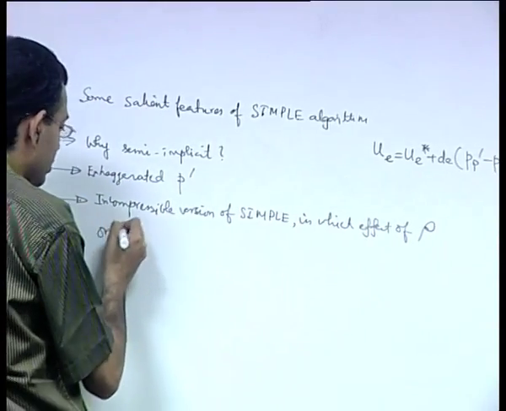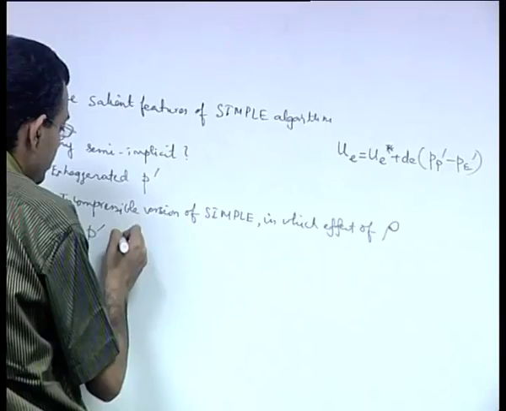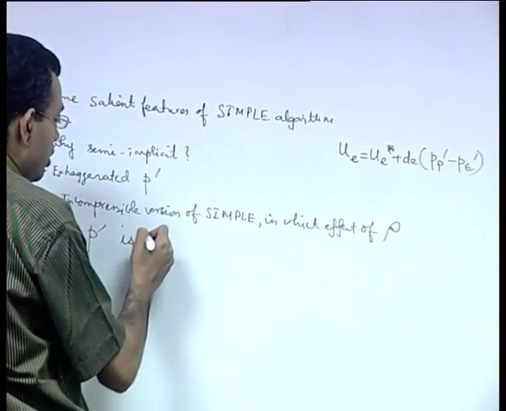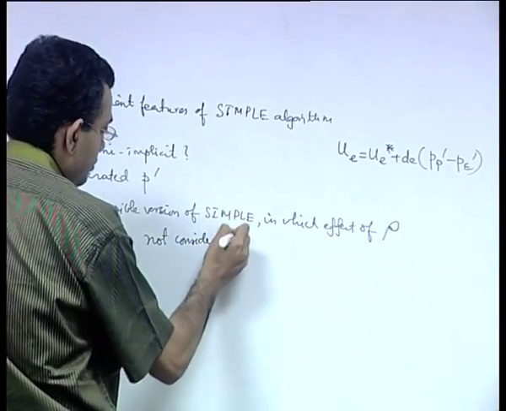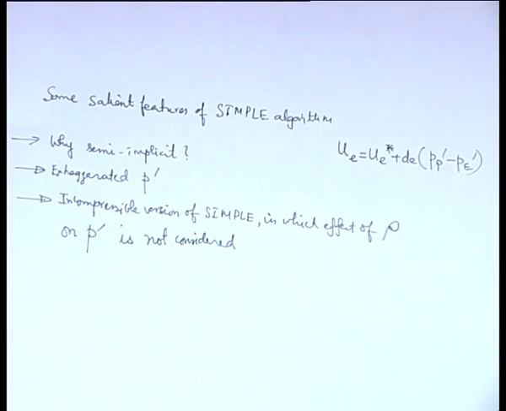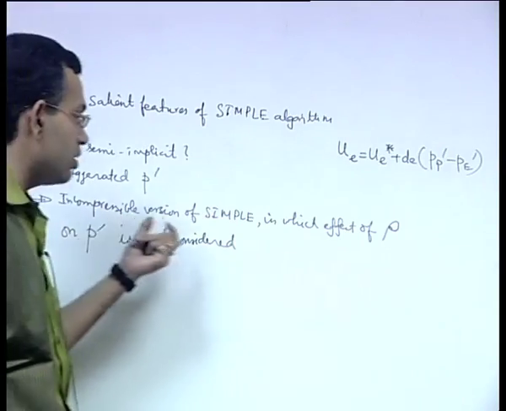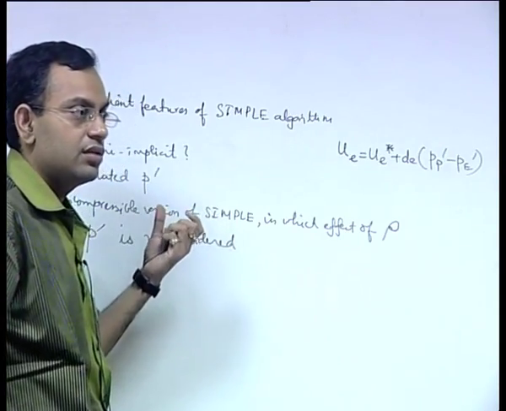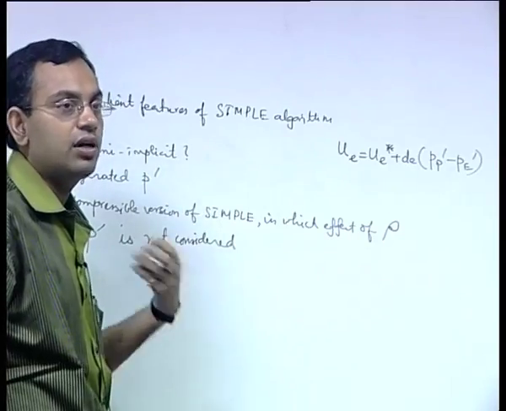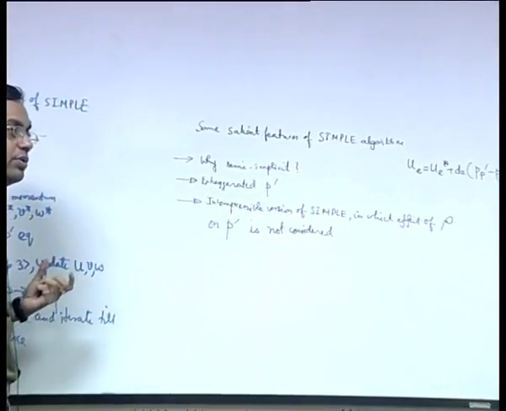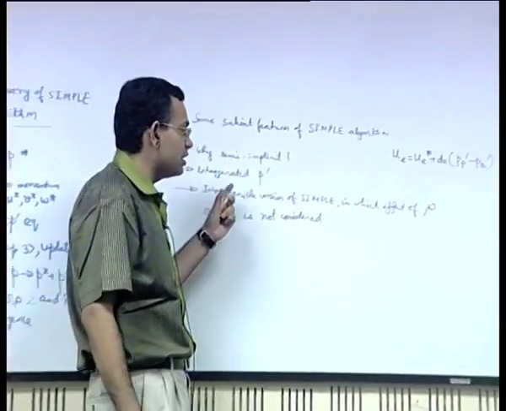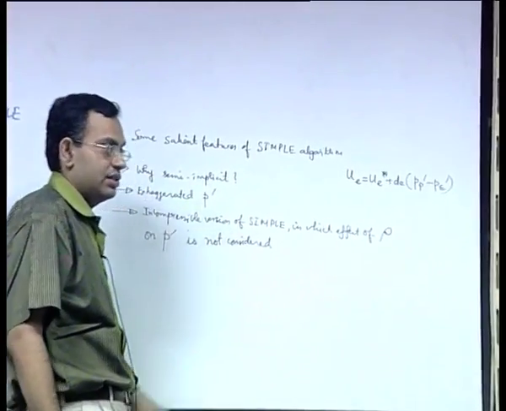The effect of density on pressure correction is not considered. So this we have to keep in mind, that the SIMPLE algorithm that we have described needs to be suitably extended for compressible flows. It is not otherwise fit for compressible flows because of the non consideration of the density dependence on pressure correction.